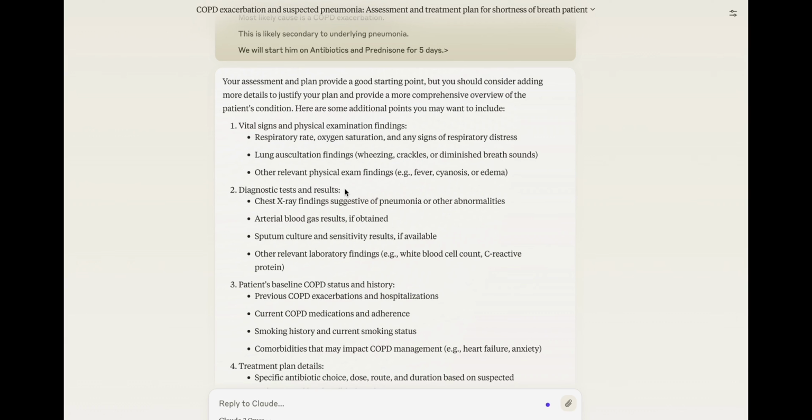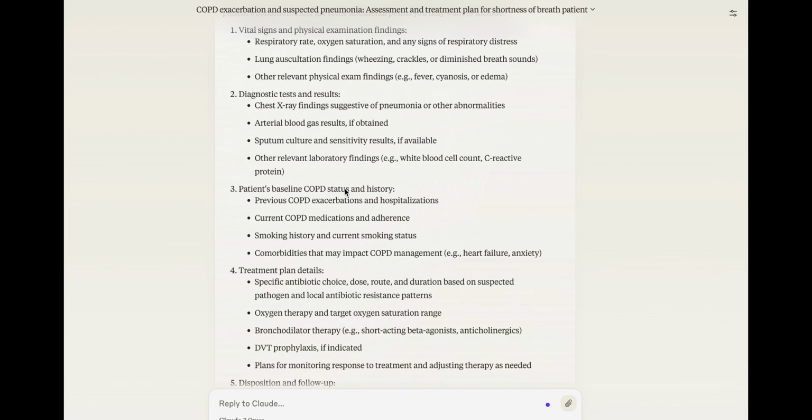But also, an interesting thing is that it told me to include the patient's baseline COPD status, any previous COPD exacerbation and hospitalization. And this is important. If a patient had 3 hospitalizations in the last 6 months, it is very different from a patient who had 1 hospitalization over the last 3 years. Current COPD medication and how the patient's adherence is. Sometimes we just admit patients without asking about their adherence. Unfortunately, I've seen this happening.